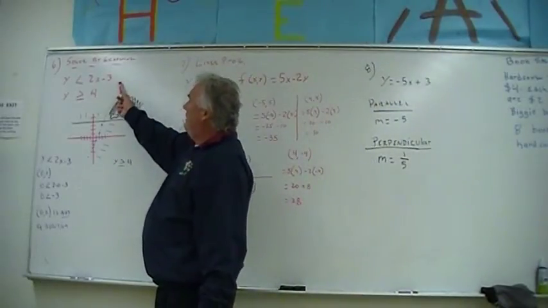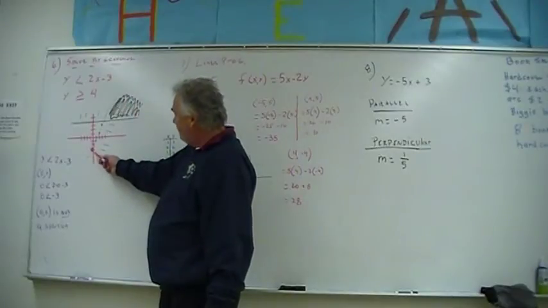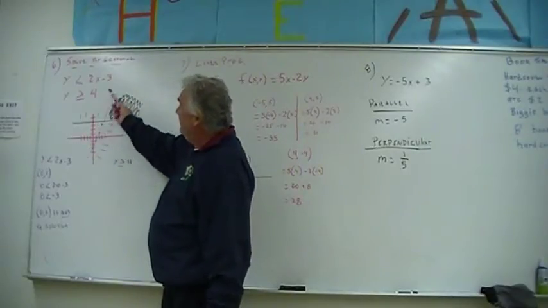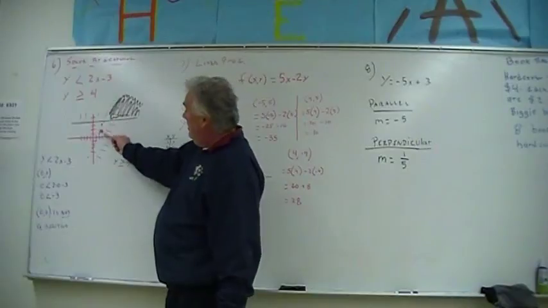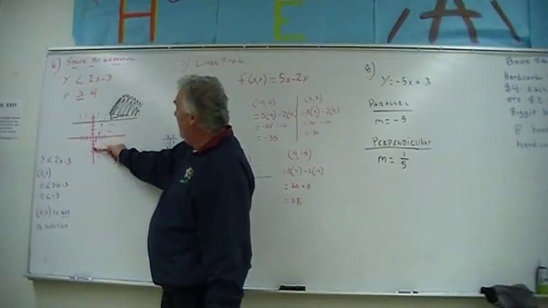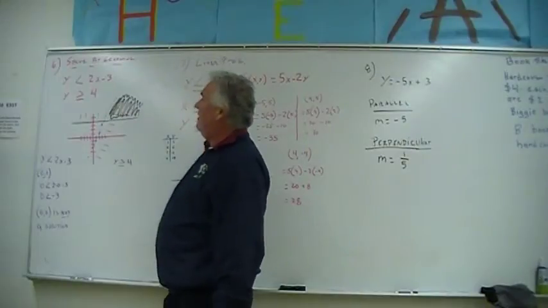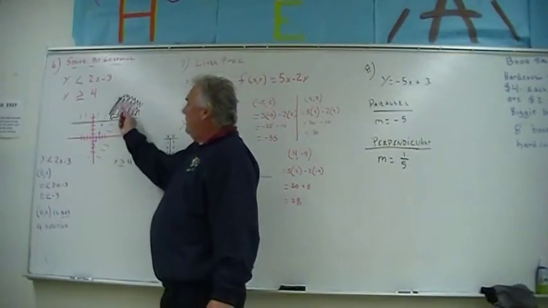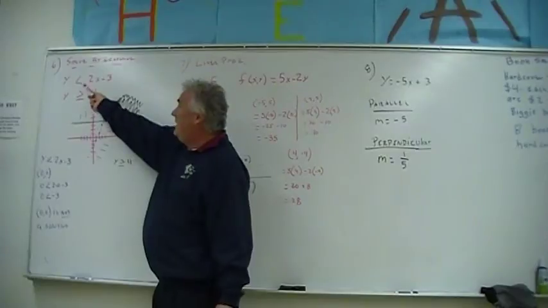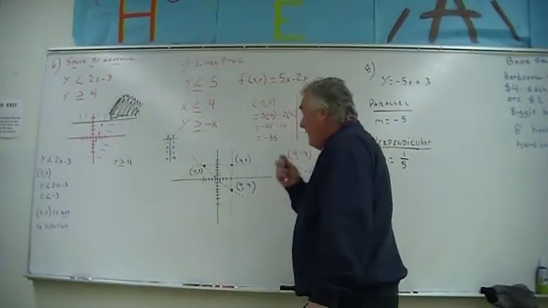Y is less than 2x minus 3. So it's in slope-intercept form. So we go down to -3, up 2 over 1, up 2 over 1, up 2 over 1, etc. There is our line. It's a dotted line because this is less than.